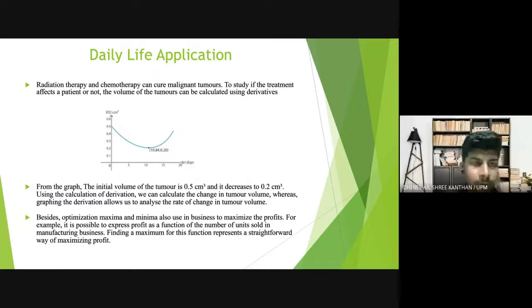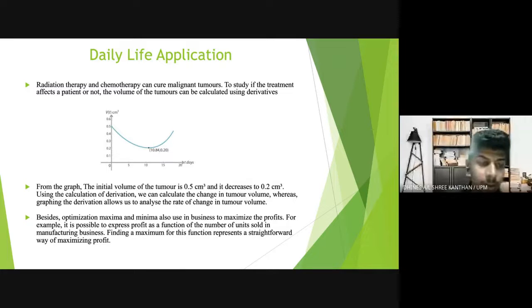Next, we use this application in daily life, such as radiation therapy and also chemotherapy. To study this, we look at whether the treatment affects a patient or not. From the graph, we can find the initial value of the tumor, which is 0.5, and it decreases to 0.2 cm cubed. Using this calculation of derivation, we know the change in tumor volume, and the derivative allows us to analyze the rate of change in the tumor.